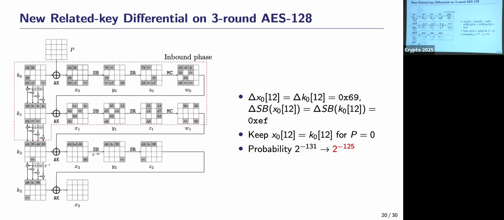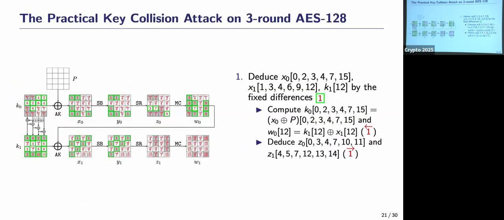However, as the probability of the two active S-boxes for X012 and K012 only needs to be calculating once, the real probability is 2 to the minus 125, which is sufficient for a K-collision attack. We chose the first two rounds of the EN and KS as the inbound phase. The remaining parts are the outbound phase.